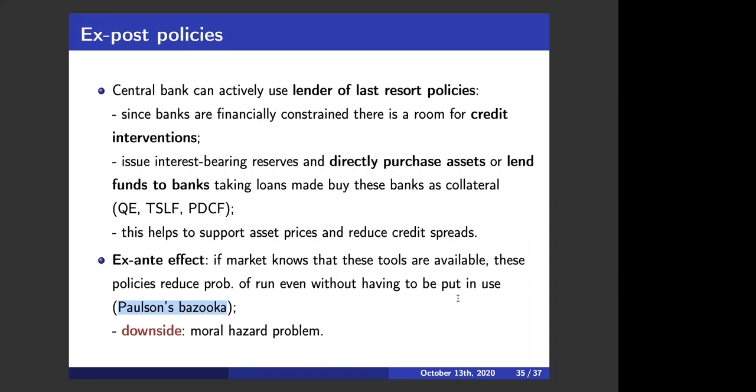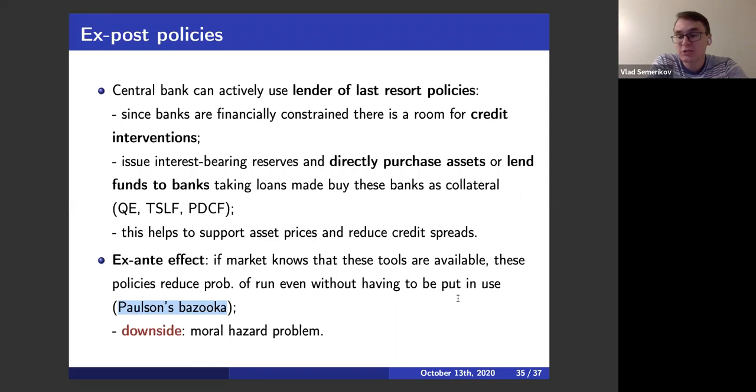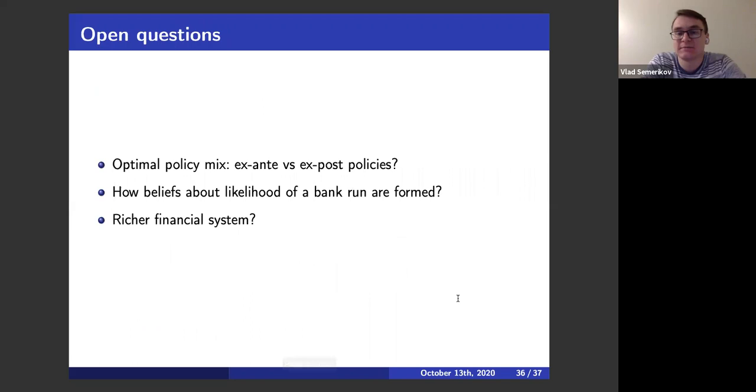Speaking in terms of the model, I think the most effective policy here is bank supervision. It's better than any of the policies listed here. That's actually one of the open questions that I wanted to mention on the next slide: what is the optimal policy? And moreover, what is the policy mix between ex ante and ex post policies? Which of them are more effective? That's what we can think about after reading this paper.